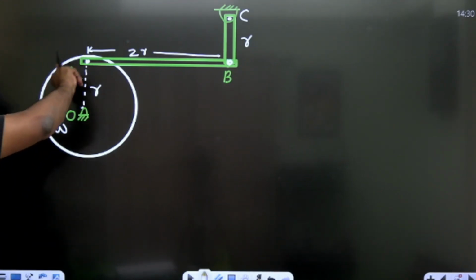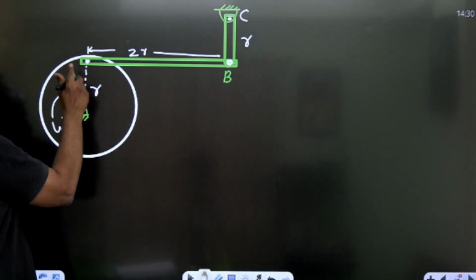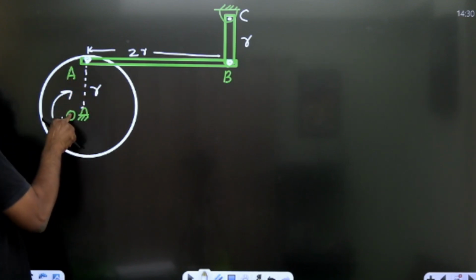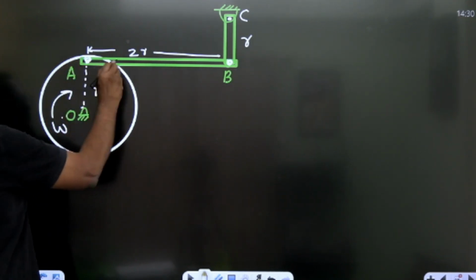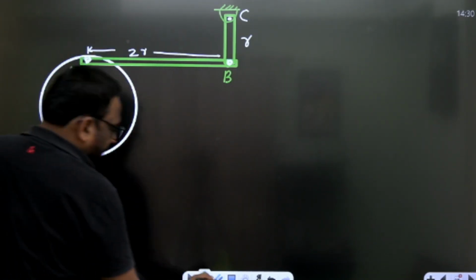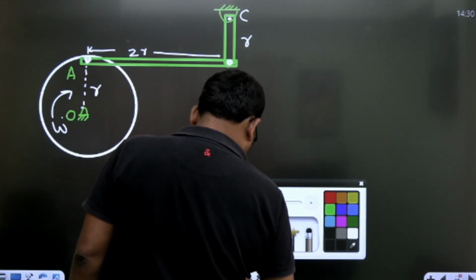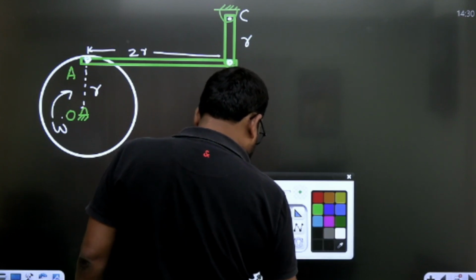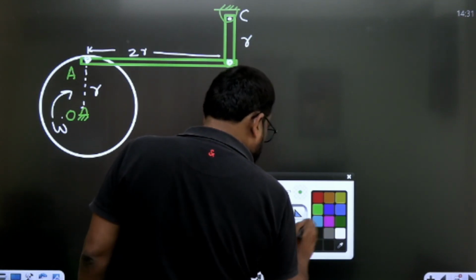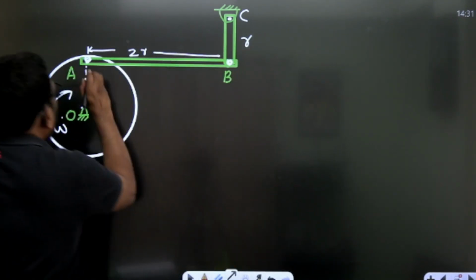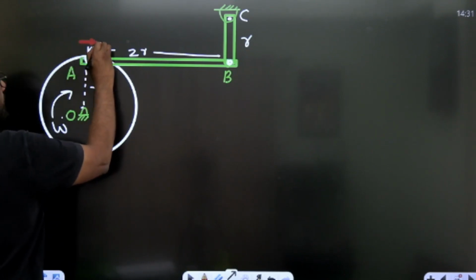Similarly, as this is rotating clockwise, at the topmost point what will be the velocity of A? It will be to the right, tangential. So if I write the velocity of A, let me change the color a bit. Look, so what will be the velocity of A? It will be like this, sir.